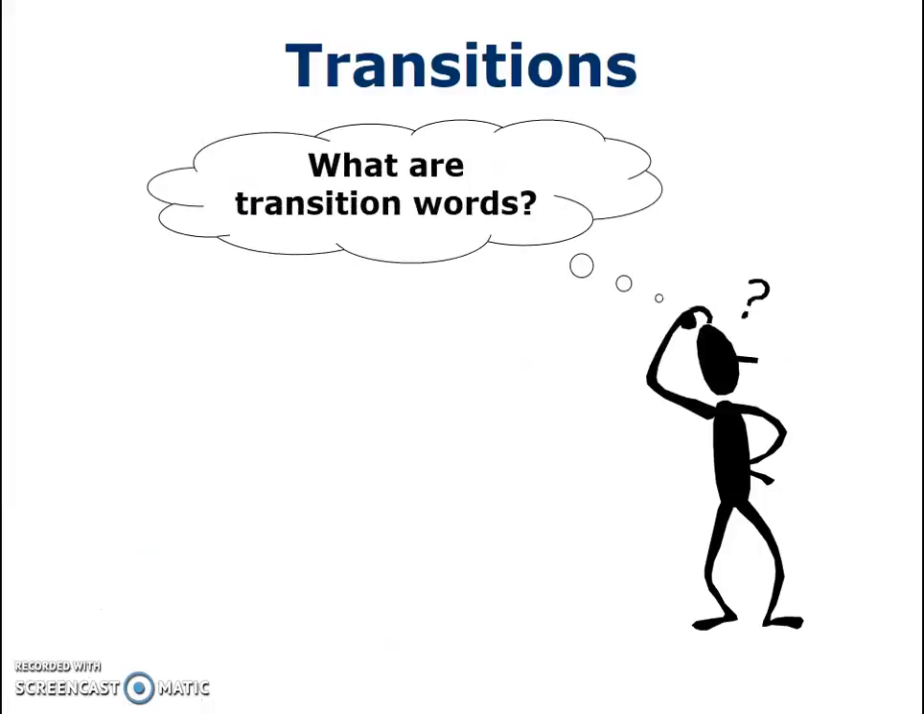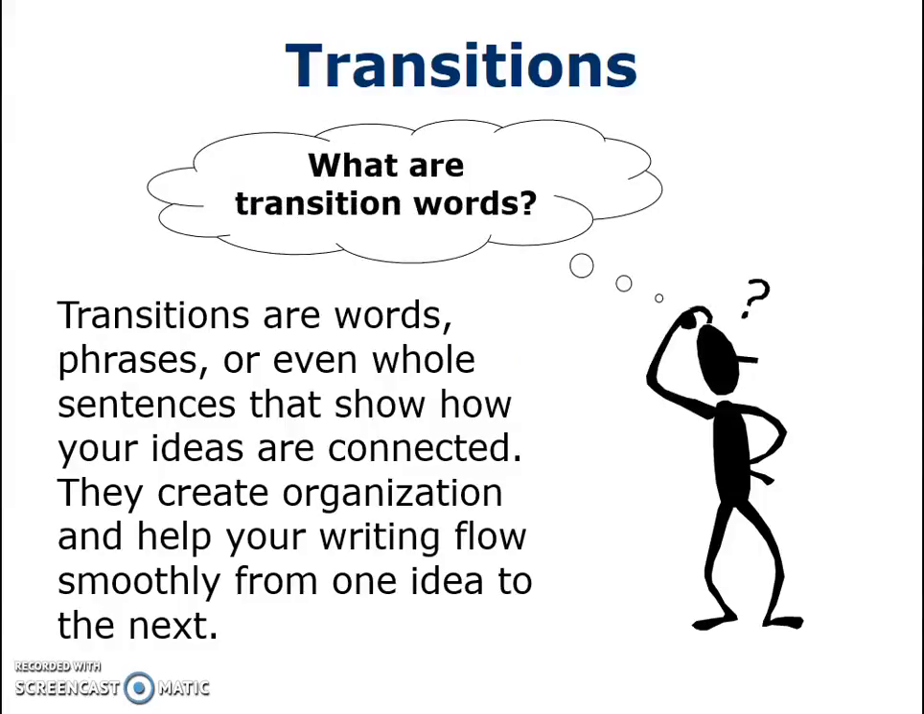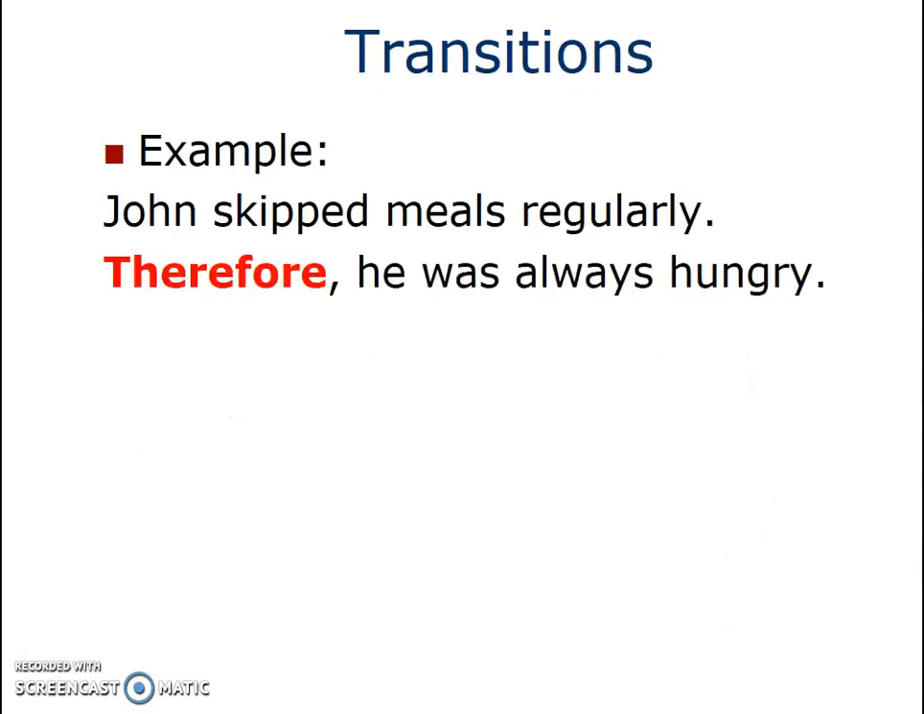So what are transition words? Transitions are words, phrases, or even whole sentences that show how your ideas are connected. They create organization and help your writing flow smoothly from one idea to the next. Here's an example. John skipped meals regularly. Therefore, he was always hungry.